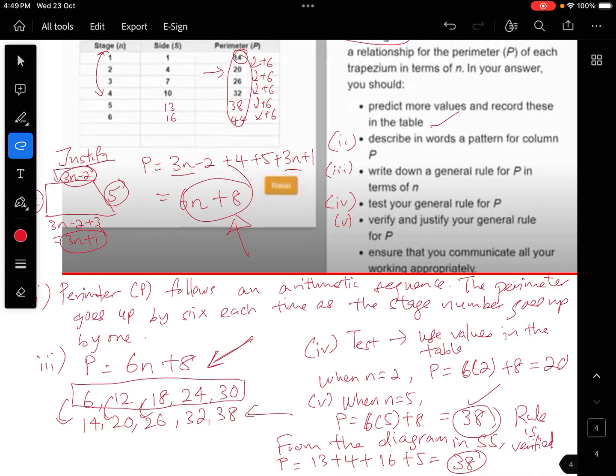I hope this pretty much explains what a Criterion B investigation generally would look like, and what it means by verifying, what it means by testing, and what it means by justifying the general rule. Okay, well, it's an easy investigation.